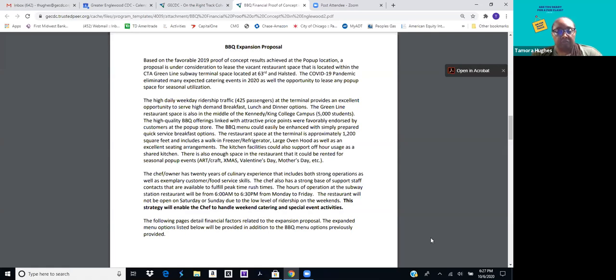Okay. So there's some other elements that came into consideration, and that is that obviously you're going to need to expand your menu, because it's not just barbecue people want. People want to have breakfast food and snacks and something quick they can grab and get on the subway and go where they need to go. The menu was expanded for that purpose, and cost factors were interrelated for that purpose, so we could understand the other costs associated with this potential expansion.